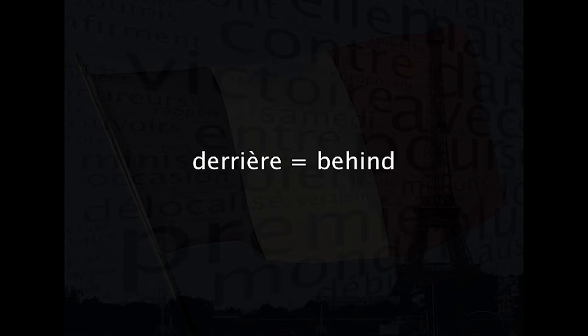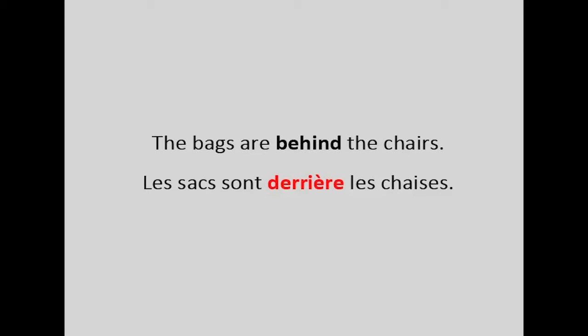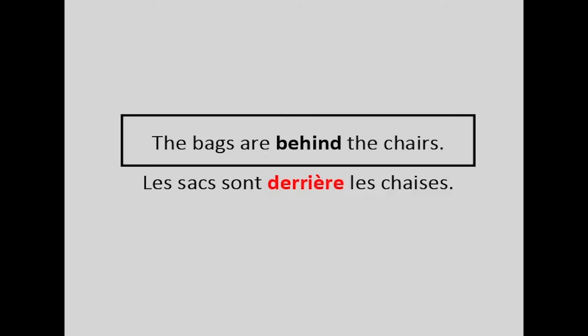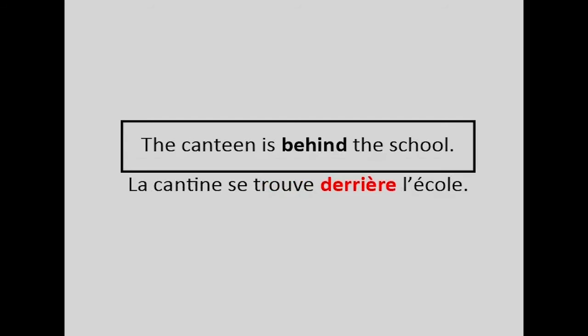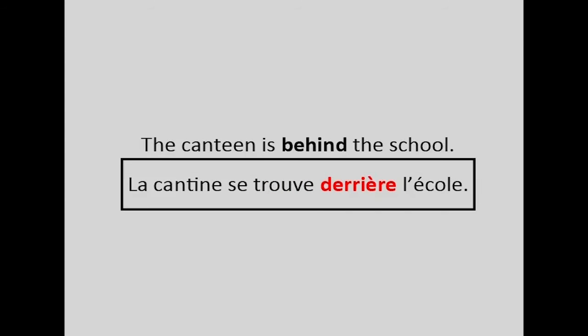Now let us proceed to the preposition derrière. Derrière translates as behind in English. Let's consider the sentence, the bags are behind the chairs. The French equivalent of this sentence is, les sacs sont derrière les chaises. Let me give you another example. The canteen is behind the school. The French equivalent of this sentence is, la cantine se trouve derrière l'école.